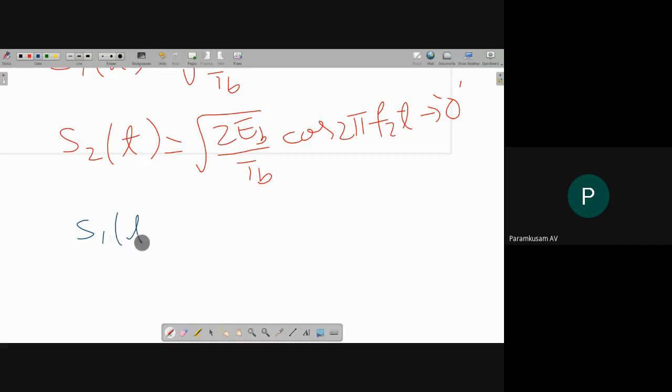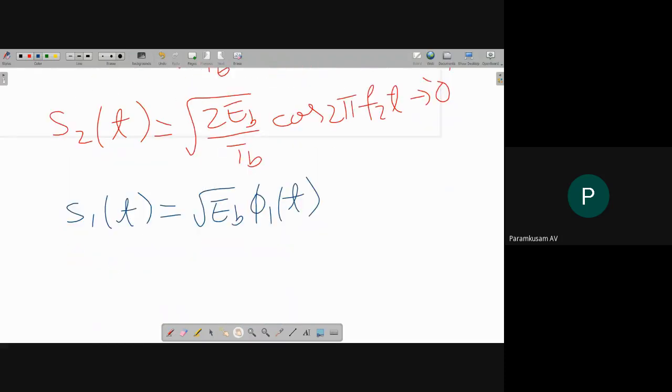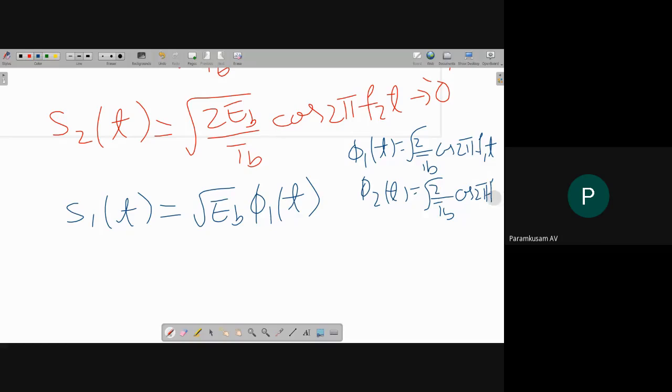S1 of t can be written as root Eb into phi 1 of t, because phi 1 of t is equal to root over 2 by Tb cos 2 pi f1 t. You noted this in your book yesterday, see. Phi 1 of t is equal to root over 2 by Tb cos 2 pi f1 t and phi 2 of t is equal to root over 2 by Tb cos 2 pi f2 t.